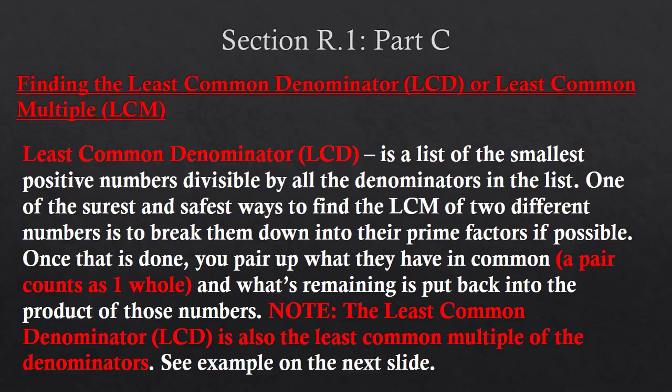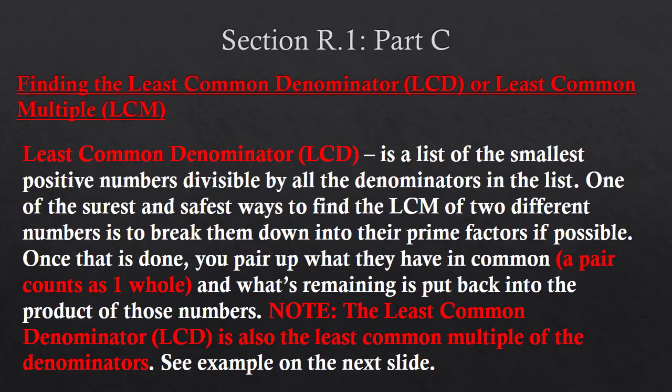Finding the least common denominator (LCD) or least common multiple (LCM). By definition, the least common denominator of a list of fractions is the smallest positive number divisible by all the denominators in the list.